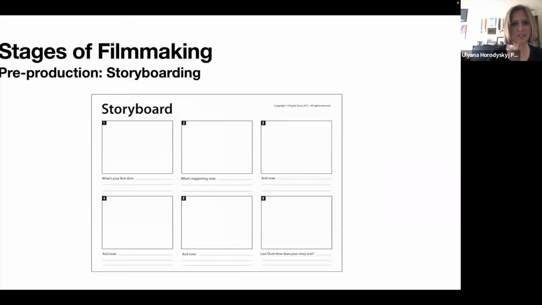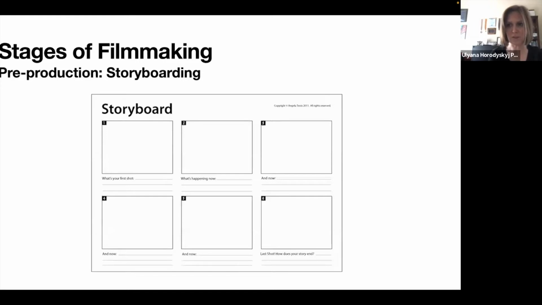Now, the stages of filmmaking, we're going to break this up into pre-production, production, and post-production. The pre-production phase is storyboarding. I don't always use this kind of format, but what you're doing here is setting up your whole film into boxes. The one in the upper left-hand corner is your first shot, and then what happens next, and then the last shot, how does your story end?